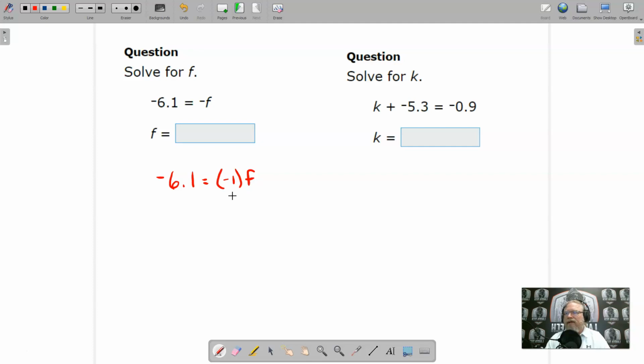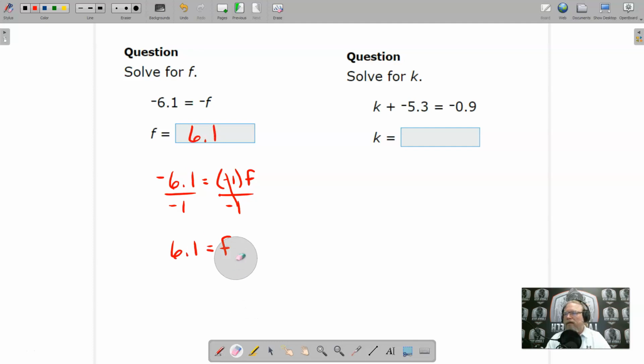So if we think of it that way, then the negative 1 is tied to the f through multiplication. We're going to divide by the number we wish to get rid of, which is negative 1. What we do to one side, we're going to do to the other. The negative 1s cancel each other, leaving us with f. And negative divided by negative is positive. 6.1 divided by 1 is 6.1. So we end up with 6.1.